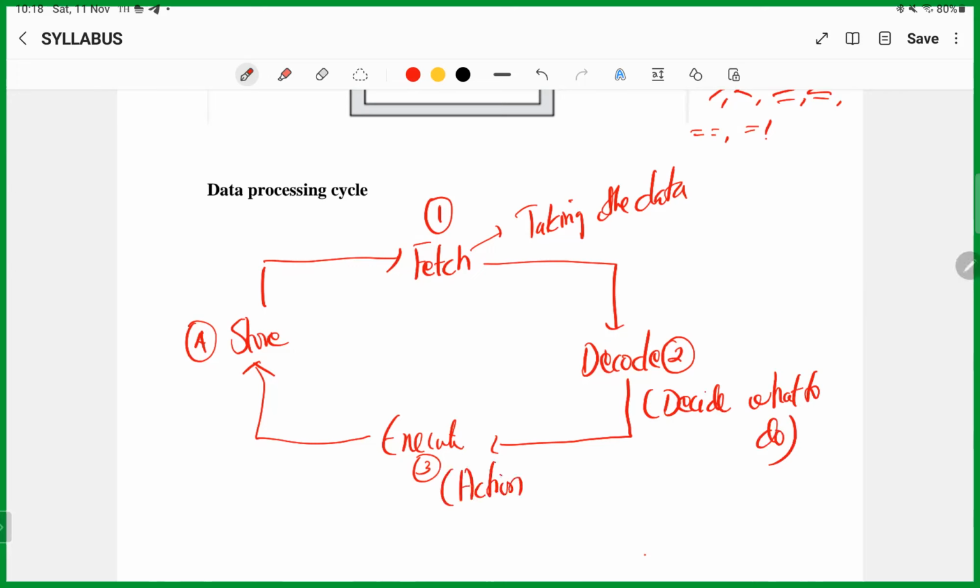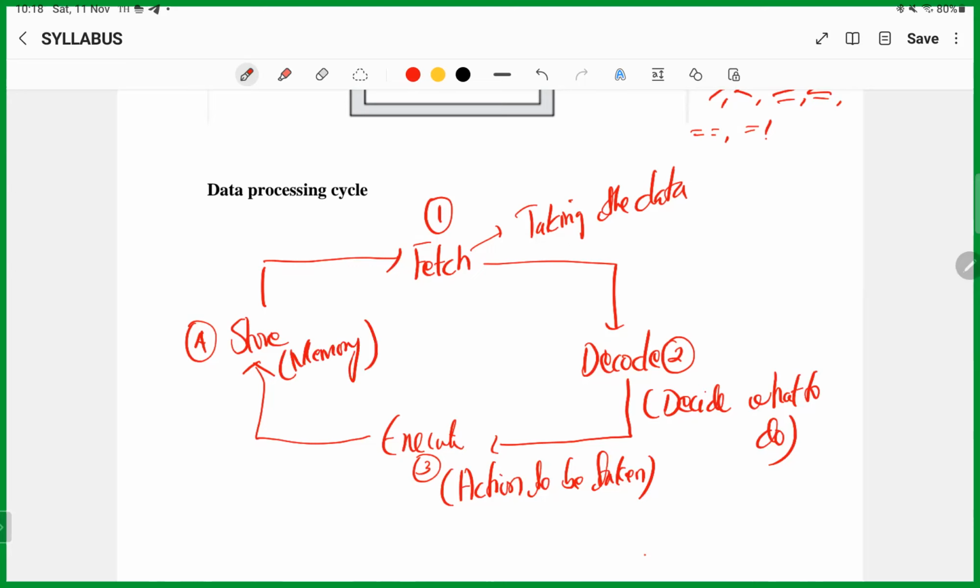Simple. Execute. Action to be taken. You can write what action has to be taken. But execute: physically, what actions have to be taken. And the last one, after taking proper actions, it will store in the memory. This is the whole data process.